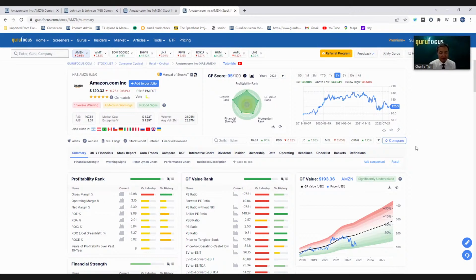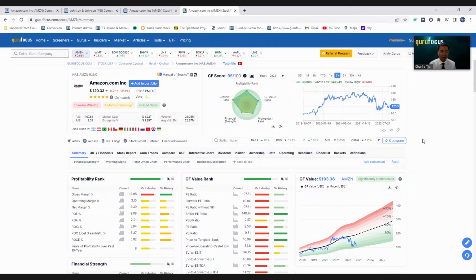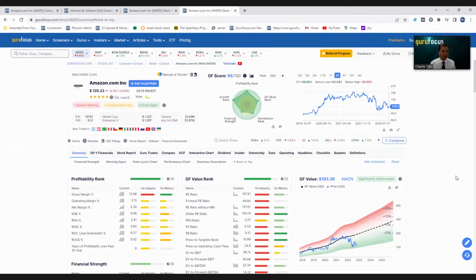Yeah, that's Amazon. Again, Amazon has a very high GF score, which is an indication of the quality of the company, actually mostly the quality. And the quality is certainly very, very good. I hope that answers your question. If you have questions on this page, feel free to let me know.